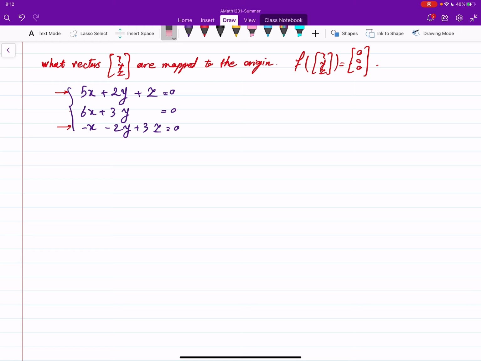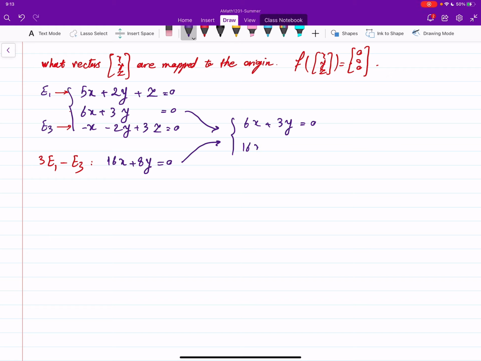To get rid of z in this case, let's multiply the first equation by 3 and then subtract it from the third equation. That will give me 15x minus negative x, so this is 16x, plus 6y minus negative 2y, which is 8y, and that will be 0z. Very nice. So I used equation 1 and equation 3, and I generated a new equation which only has two variables, x and y. Now I have two equations with two variables: 6x plus 3y equals 0, and 16x plus 8y equals 0.